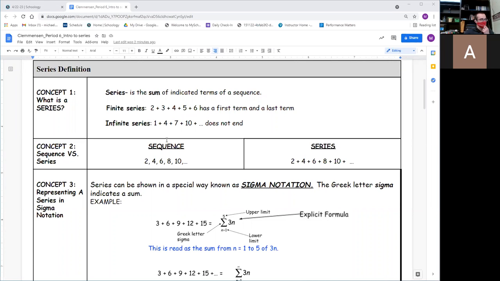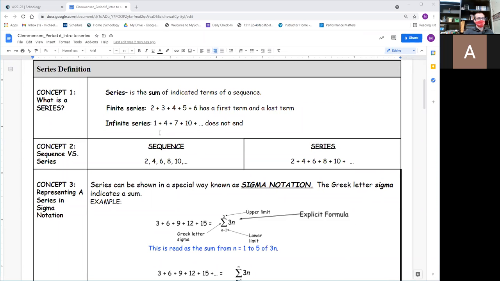Again, a series just means I add up all the terms of a sequence. We went over what sequences were last time. We showed this one right over here. This is an arithmetic sequence where we're going up by 2 every time. We're just adding those all together.